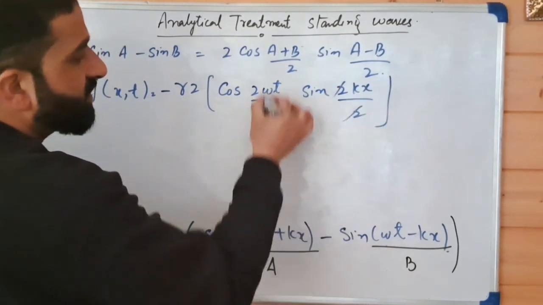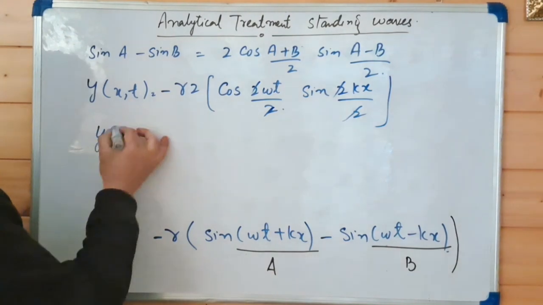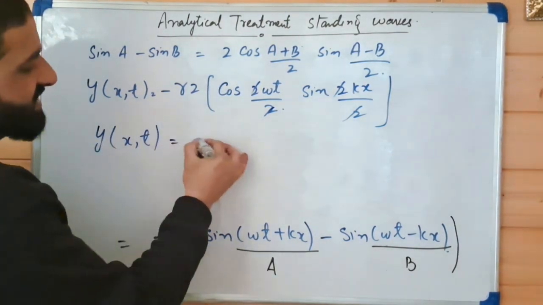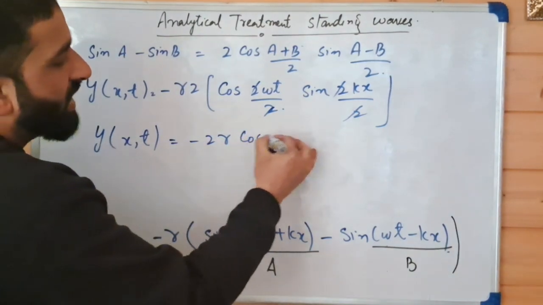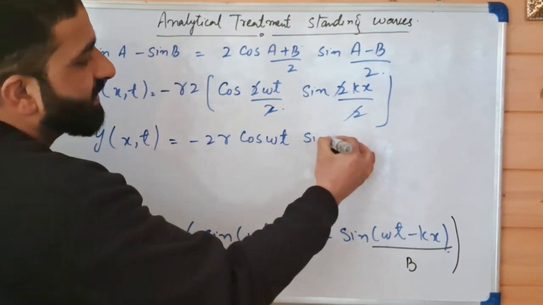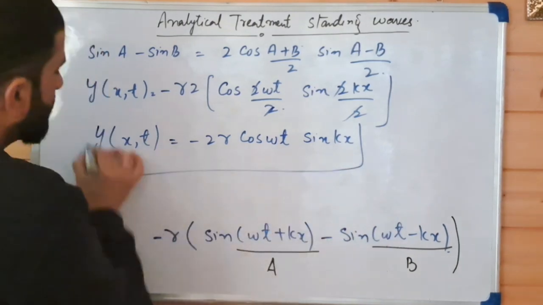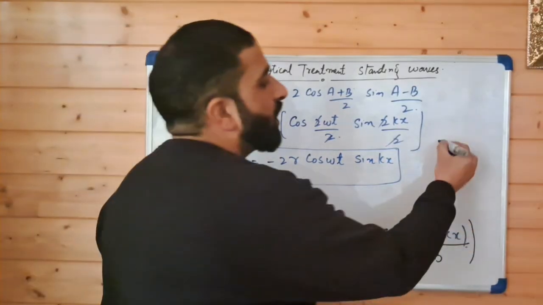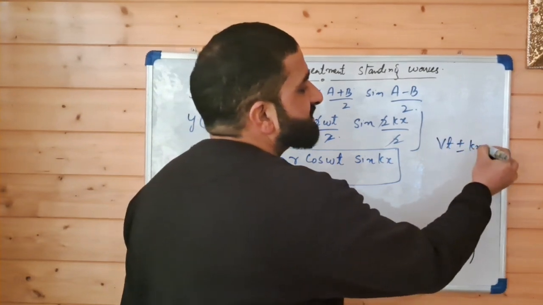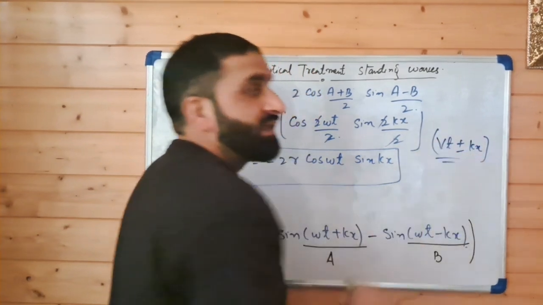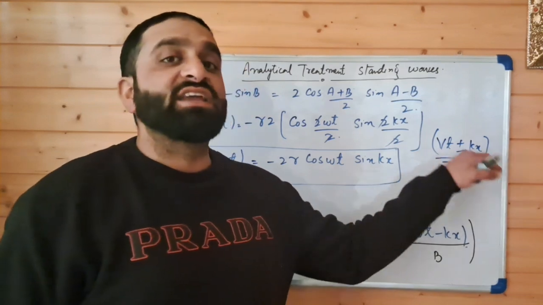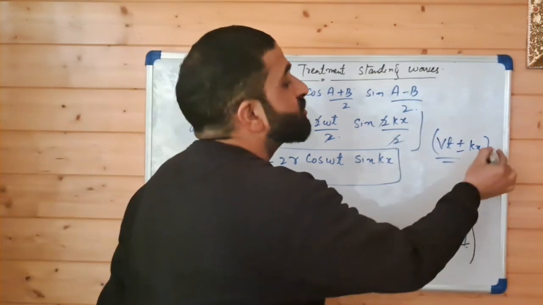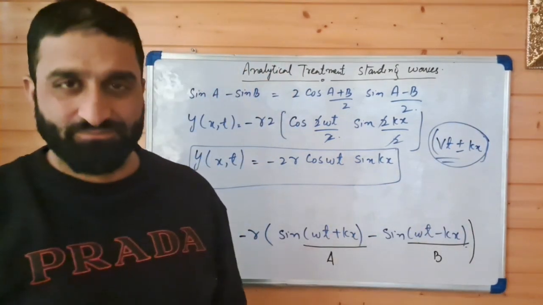Here 2 and 2 go. So the formula of the standing wave y(x, t) becomes minus 2r cos(ωt) sin(kx). Here we can see that the argument of the cos and sine function is not (vt ± kx), which is the argument of the cos or sine function in the progressive wave. That means the standing wave or the stationary wave is not a progressive wave.